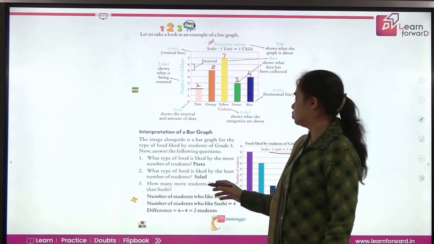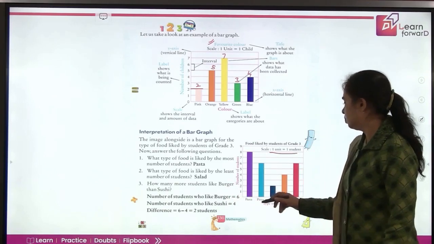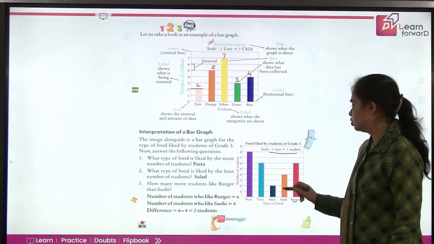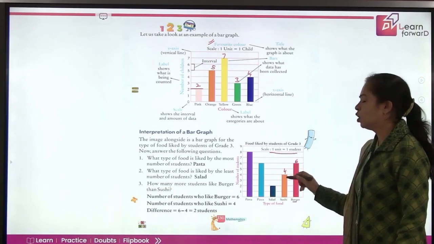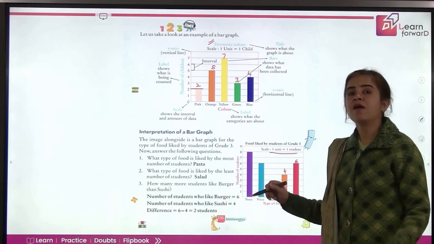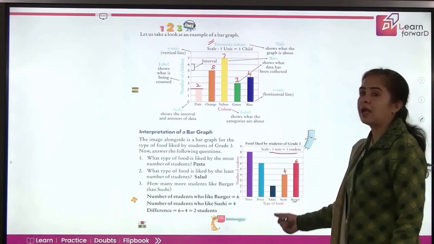How many more students like burger than sushi? So, burger is here and sushi is here. So, this is only 4 and this is 6. So, what is the difference here? 2. So, 2 more children like burger than sushi.